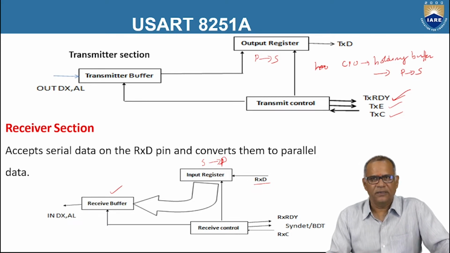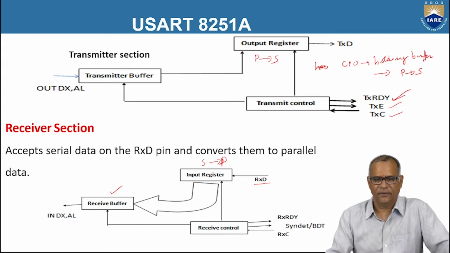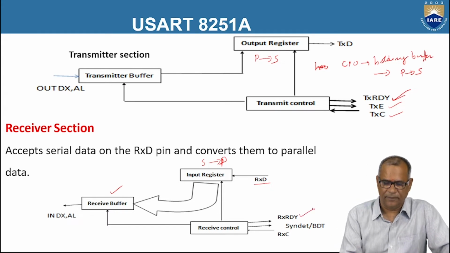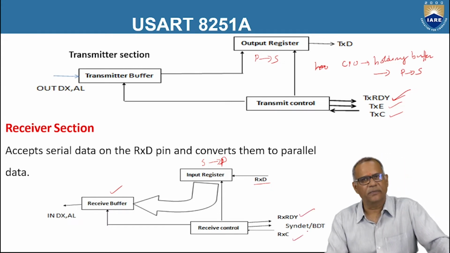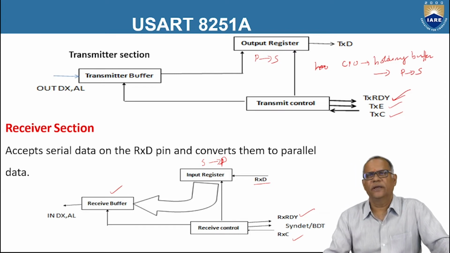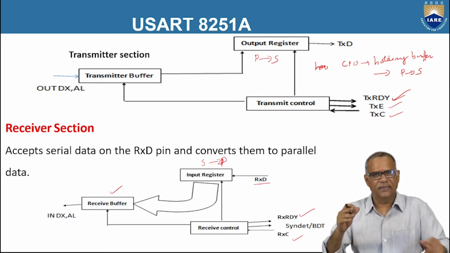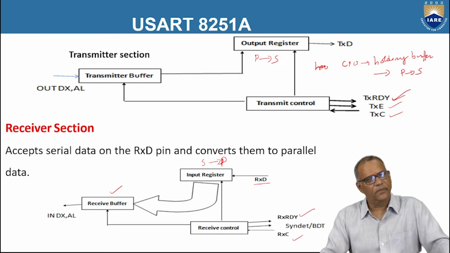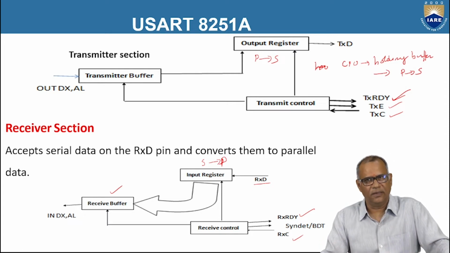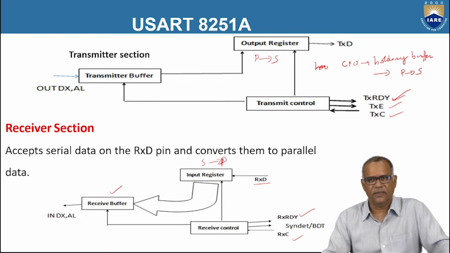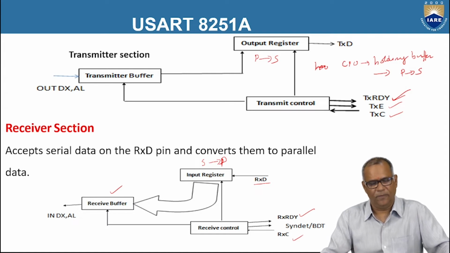So when all the data is received in the input register, then the receive ready signal is activated, and RxC is nothing but the receive clock. Usually RxC and TXC are tied together and they are connected to the system clock. And sync detect or break detect, when there is a loss of sync pulse, then this signal is activated.